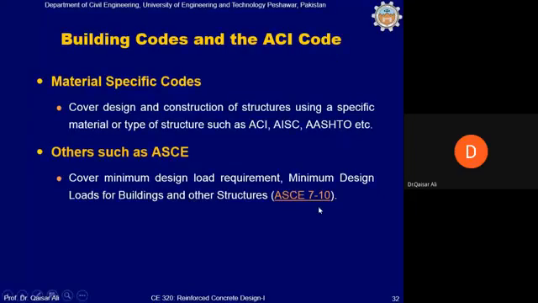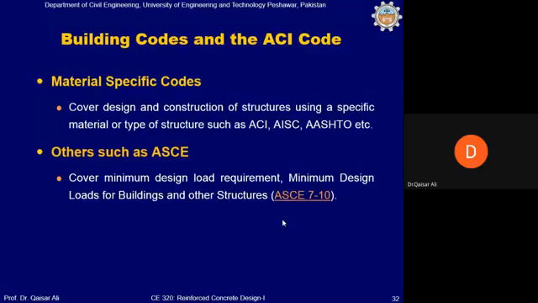I have a link to this code, but I am not going to go through the link. You can download ASCE 7-10 from the net. It is available on the net. If you don't have a copy of this, my TA can send you a copy. ASCE 7-10 basically addresses the design loads. When you want to design your structures, you must design them for certain loads. What should be the load?